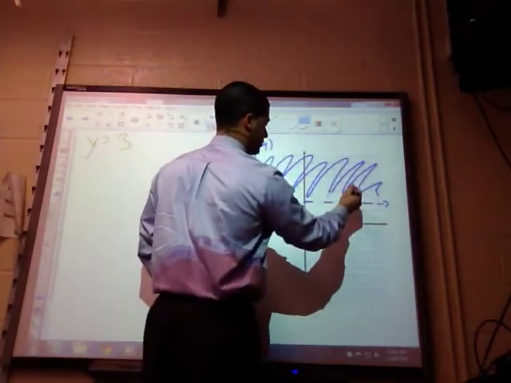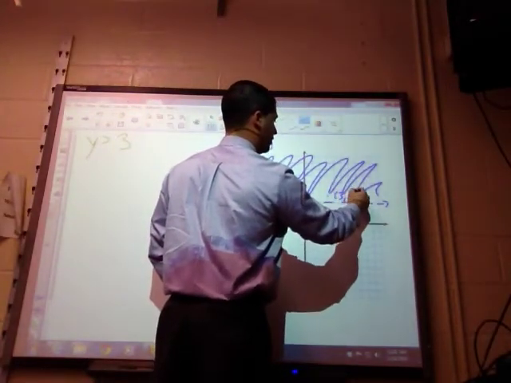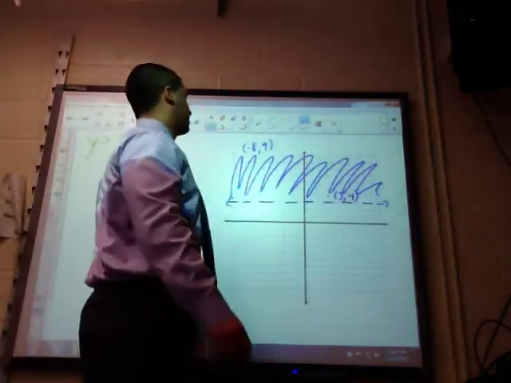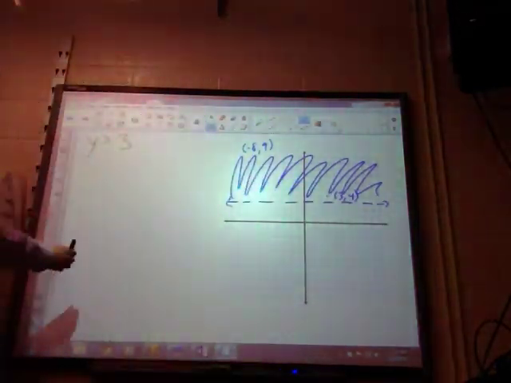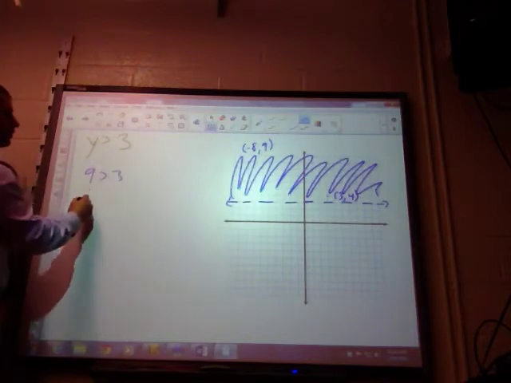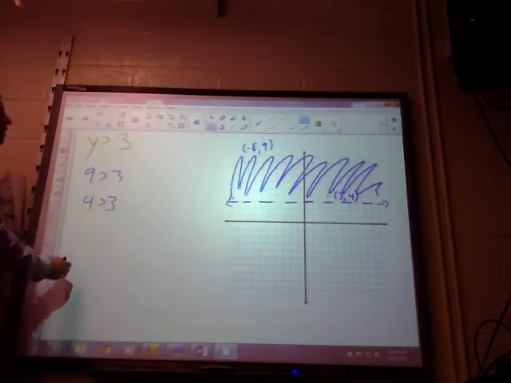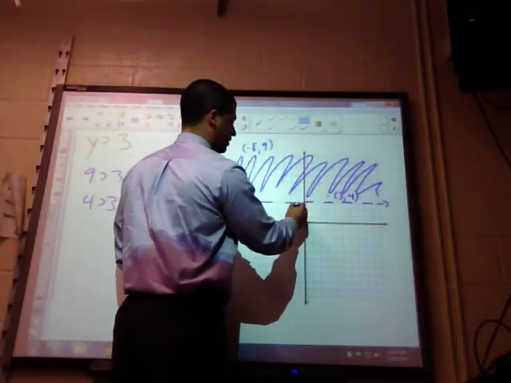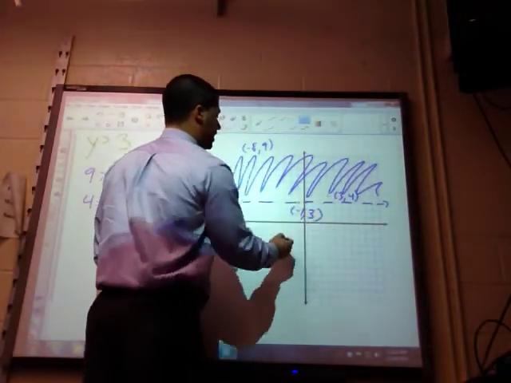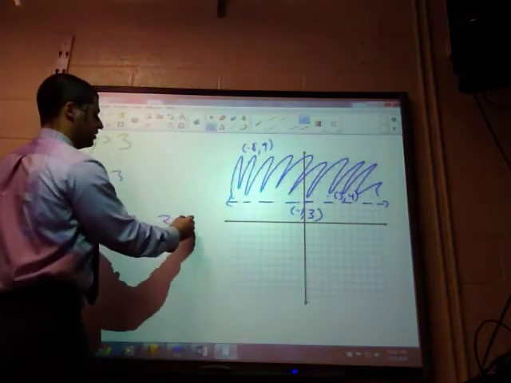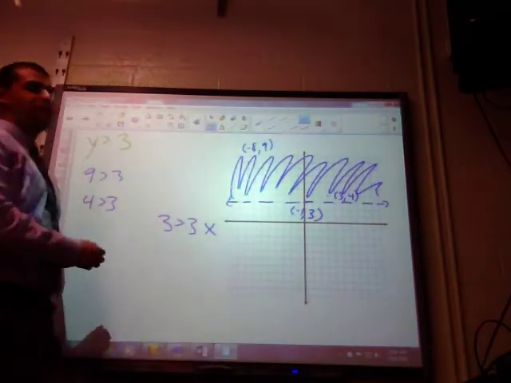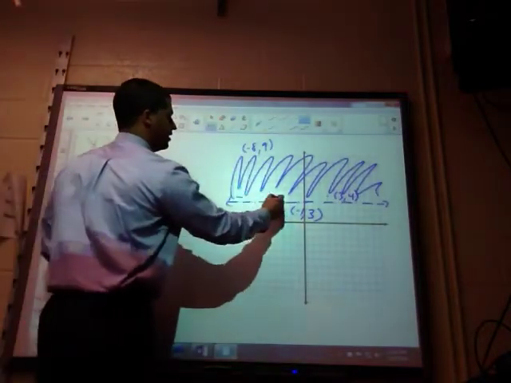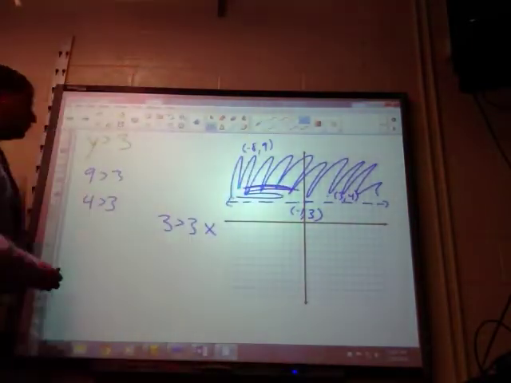Just giving a couple examples of points where you see the y value being greater than 3. So if you were to plug that in, you would say 9 is greater than 3, or 4 is greater than 3. Notice how this is a dashed line, and this point would not work because 3 is not greater than 3. So anything on the dashed line does not work as part of your solution set. Anything above it will, though.